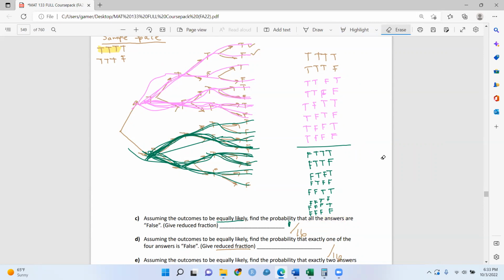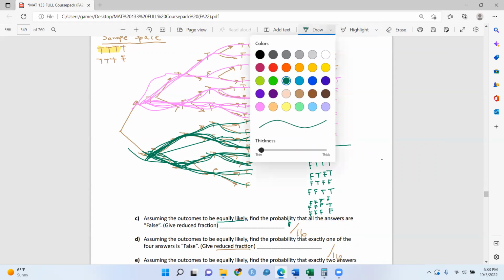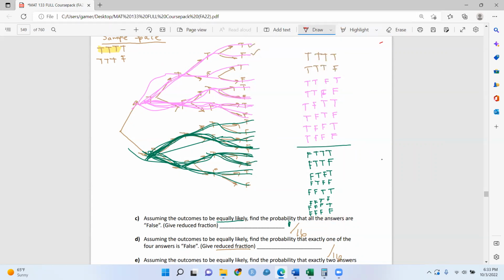Assuming the outcomes to be equally likely, find the probability that exactly one of the 4 answers is false. So what we're looking for is all the places where there's just one F in the 4 outcomes. So this one only has one F. This one only has one F. This one only has one F. Oh, this one only has one F. Yeah, 4 out of 16. There were only 4 places where we guessed one option false.